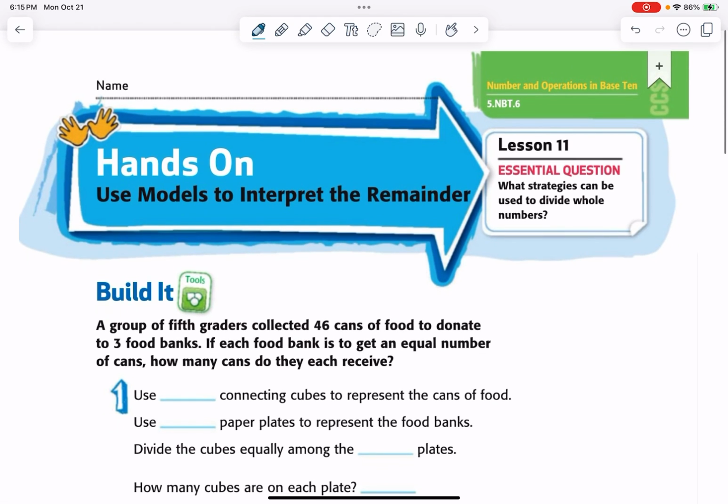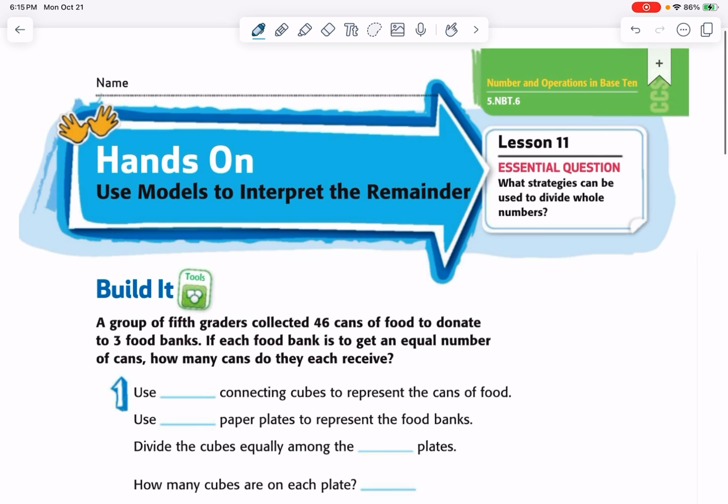Hello, fifth graders. Today we are in Chapter 3, Lesson 11, Hands-on, use models to interpret the remainder. So let's look at the build it.